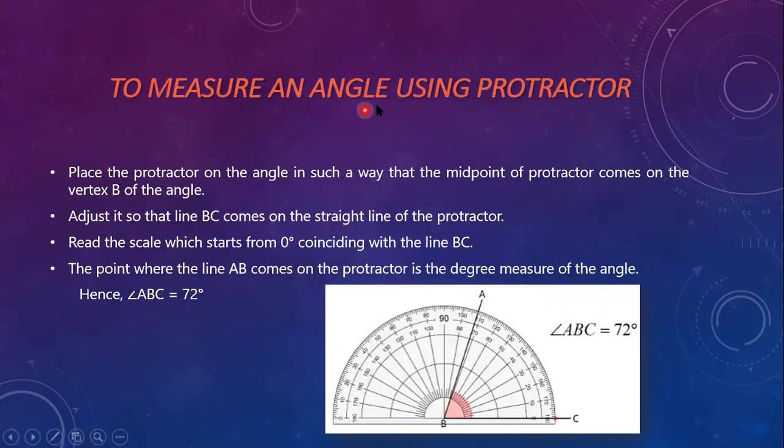Next, let's see how to measure an angle using a protractor. Now that we have learned how to measure an angle, let's see how to do it using the protractor. Place the protractor on the angle in a way that the midpoint of the protractor comes on the vertex B of the angle. Here they have given a diagram A, B, C. First, we have to see how to put and use the protractor.